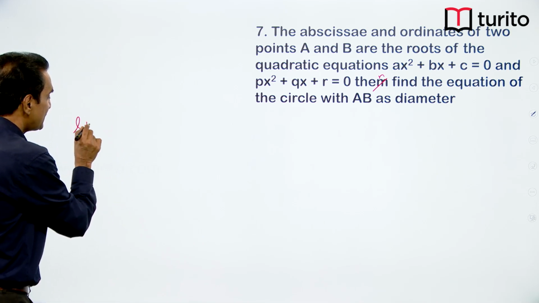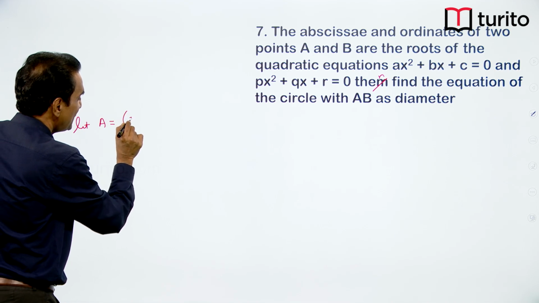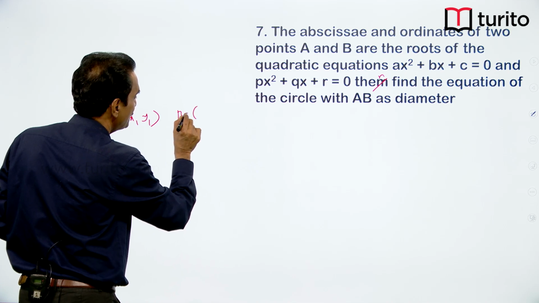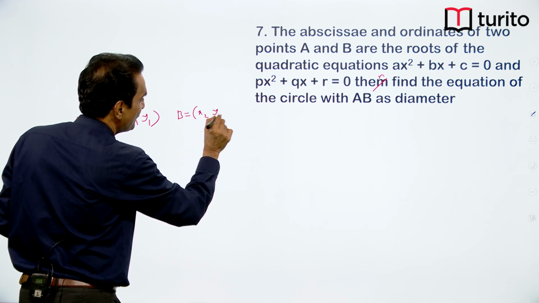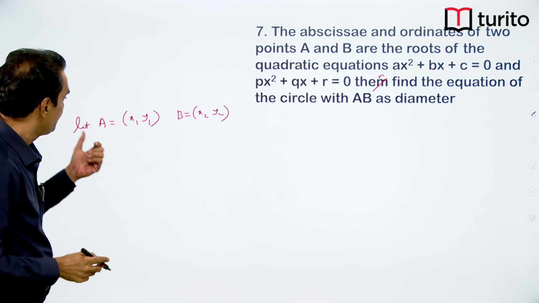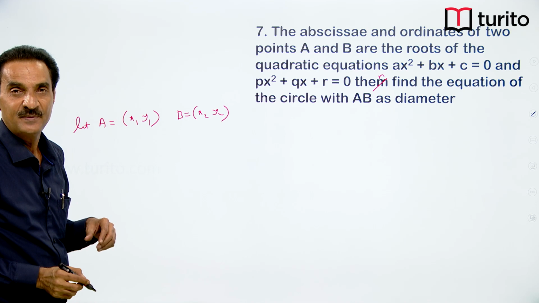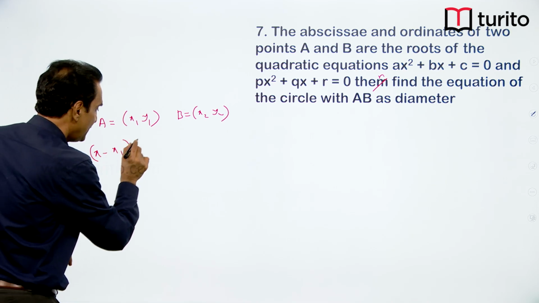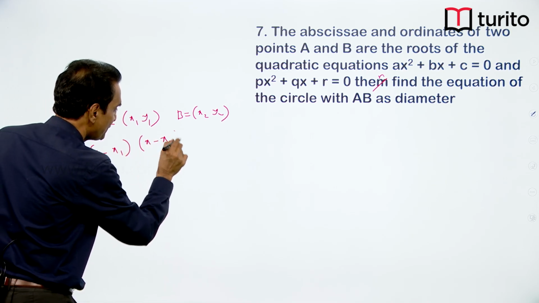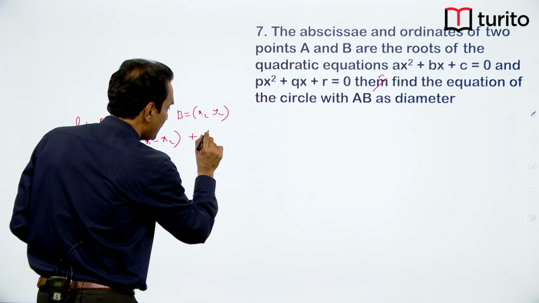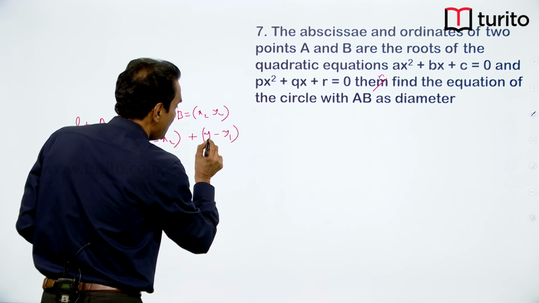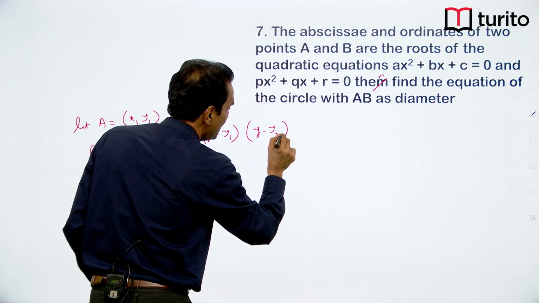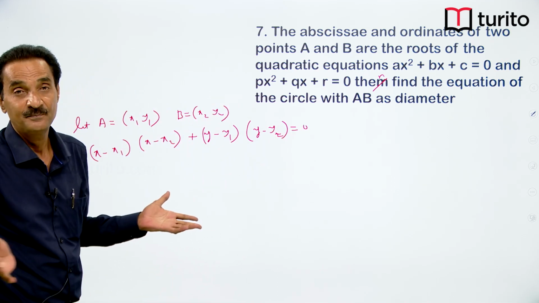Let us take A as x1 comma y1, B as x2 comma y2. Then what is the equation of the circle with AB as diameter? It is a formula directly, x minus x1 into x minus x2 plus y minus y1 into y minus y2 is equal to 0. It is a formula.